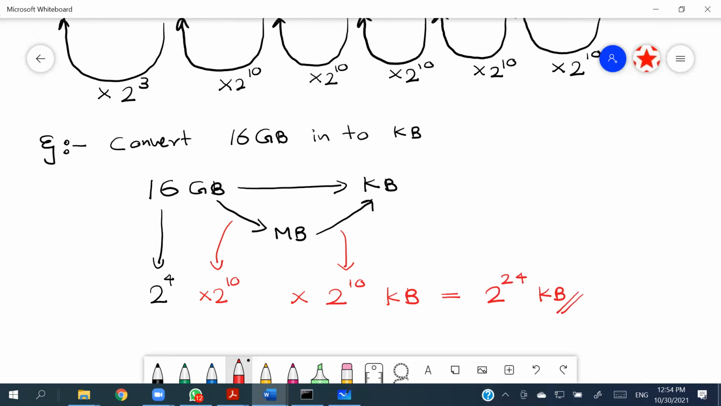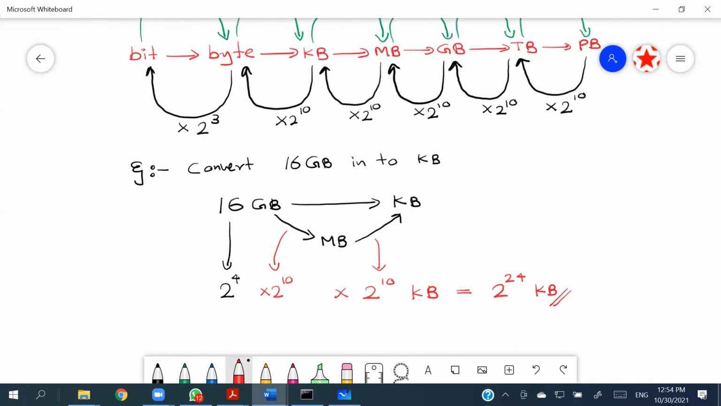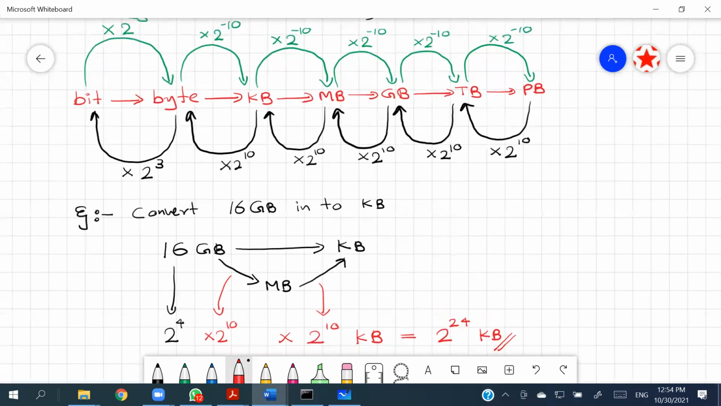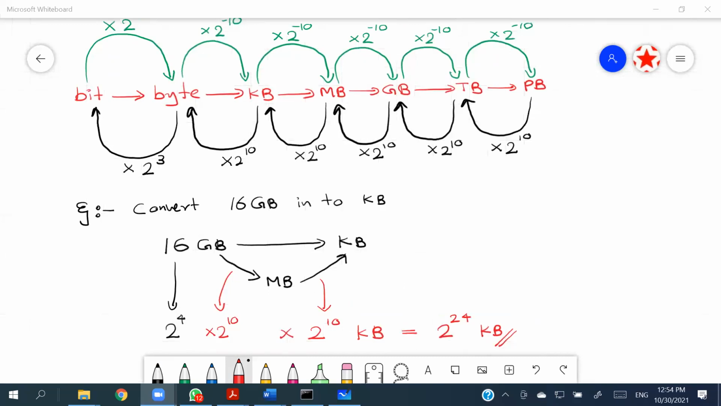Is that clear, people? Right, how about others?